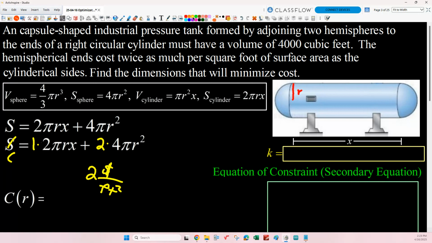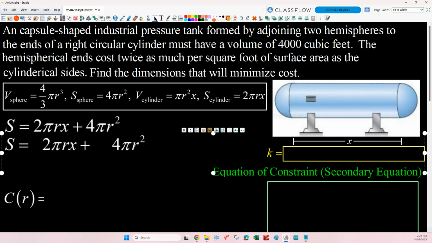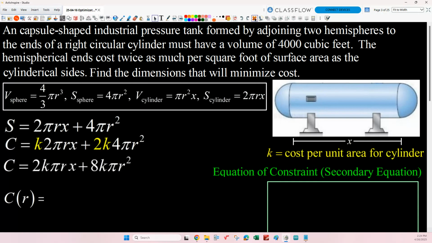So let's just call it something. Usually we just use something like K. We reserve X's and Y's and Z's and W's as variables. And then other things like, for example, K's and M's and N's we usually reserve to be constants or parameters. So we're going to call it K. K is going to be the cost per unit area for the cheap part.